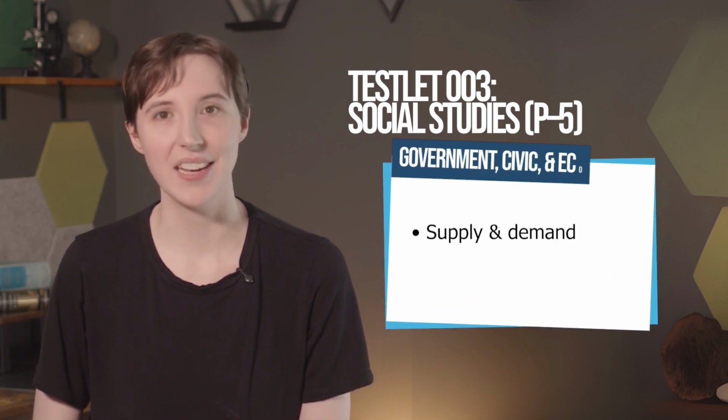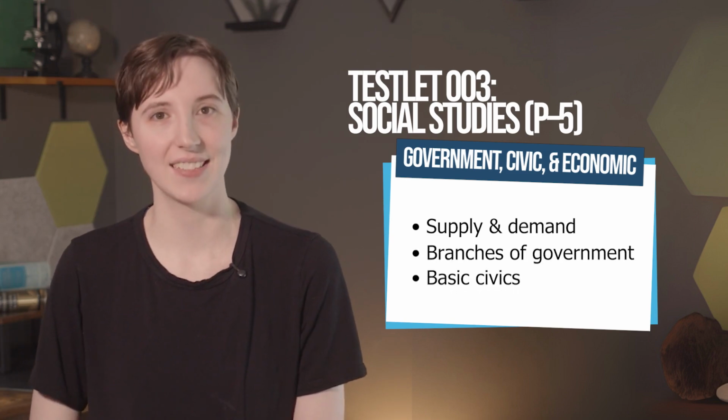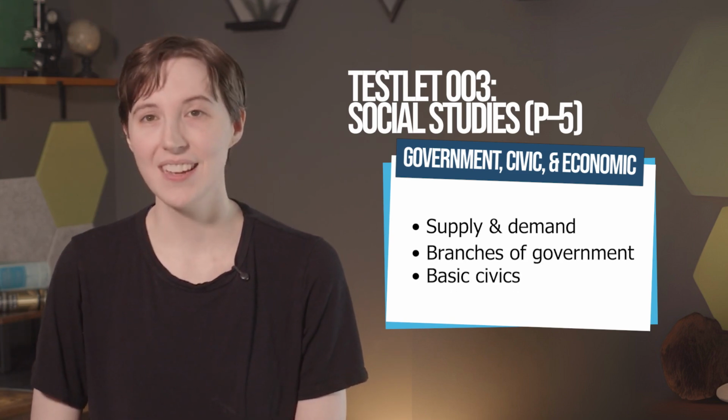Testlet 3, Social Studies, contains three objectives. First, historical understandings, involves mastery of U.S. history, Georgia history, and developing personal timelines. Next is geographic understandings, which test your map skills, human geography, and environment-society interactions. Last is government, civic, and economic understandings. Think supply and demand, branches of government, and basic civics. Ready for another practice round?